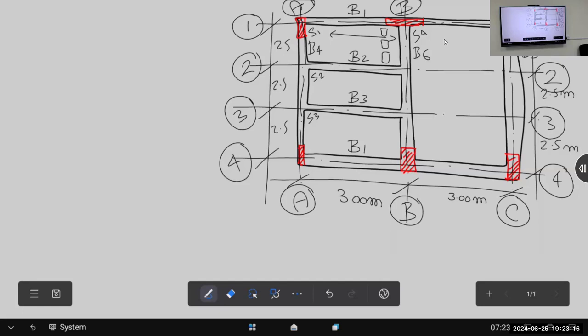This is the one we have. In this case, the length of slab S1 is 3 meter, and then we have 2.5. Correct? طيب, look at slab 1, slab 2, slab 3, all the same. Yes, 2.5 and 3 meter. But slab number 4 is 3 meter by 7.5.